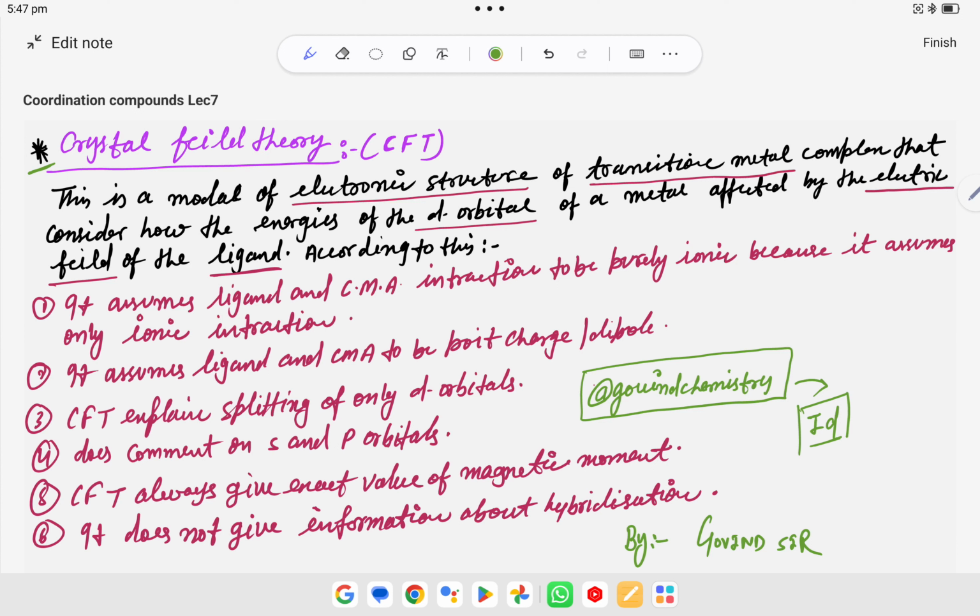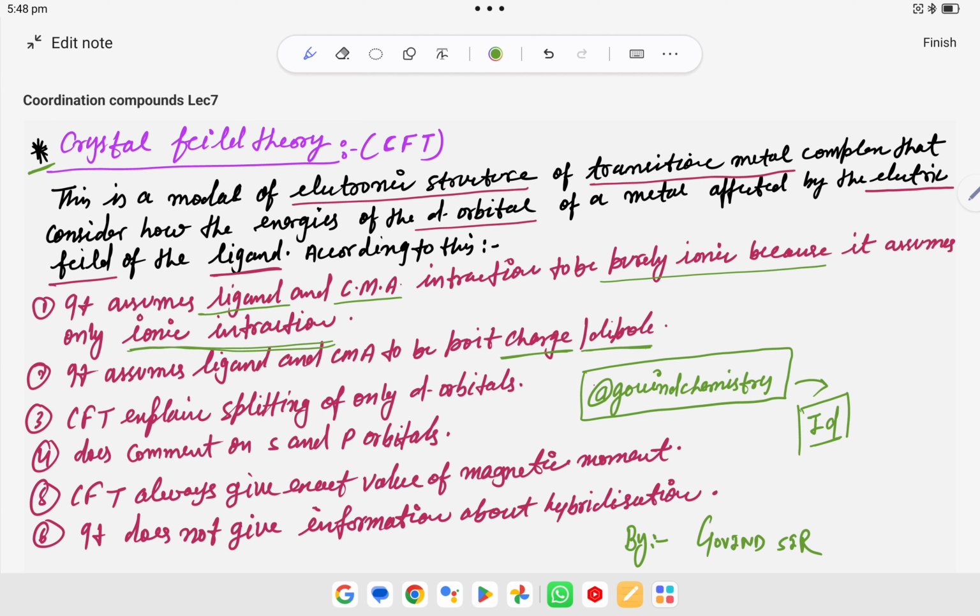Point number one, it assumes ligand and CMA interaction to be purely ionic. Previously, what we learned in the valence bond theory was coordinate bond, covalent bond, but here they are saying purely ionic, because it assumes only ionic interaction. Second point, it assumes ligand and CMA to be point charge or dipole.